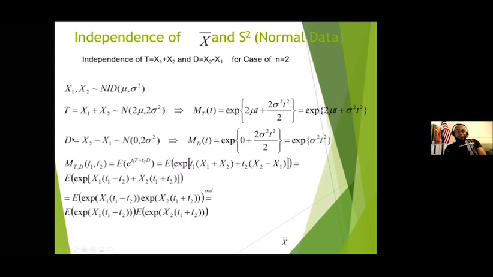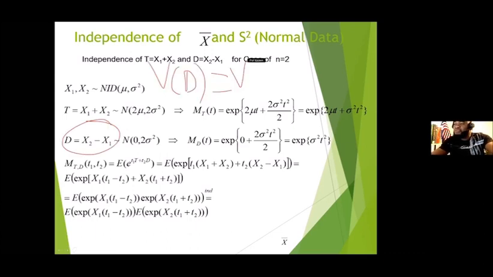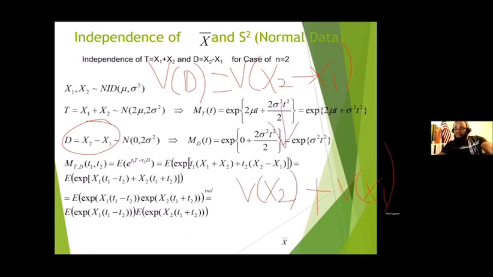Then what about the moment generating function of the difference? Now, if X1 has a mean mu and X2 has the same mean, what is the difference between them? The difference in mean would be 0, because mu minus mu. But how does the variance still become 2 sigma squared? I'm going to show you now. Take a look at that. We'll find the variance of D, right? Which is the variance of X2 minus X1. And that is going to be the same as the variance of X2 plus the variance of X1. And don't forget the variance of X2 is sigma squared. The variance of X1 is sigma squared.